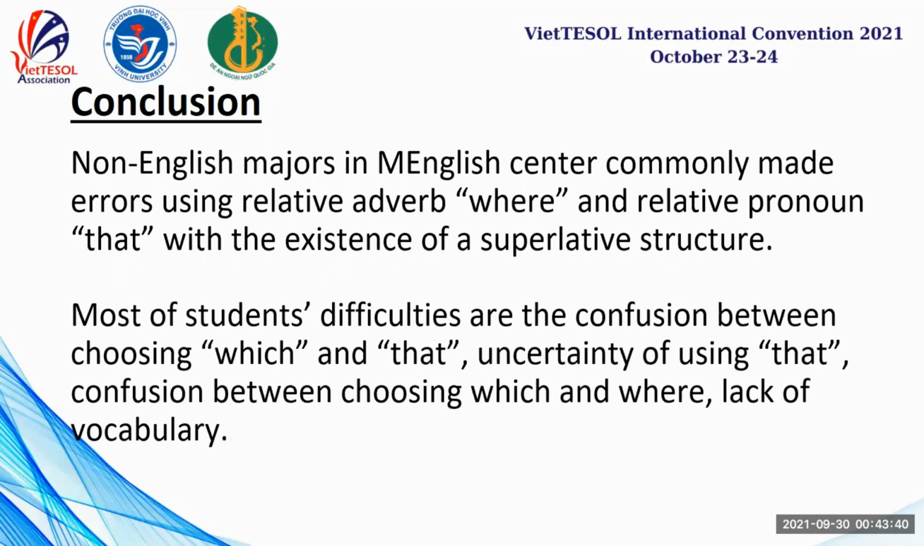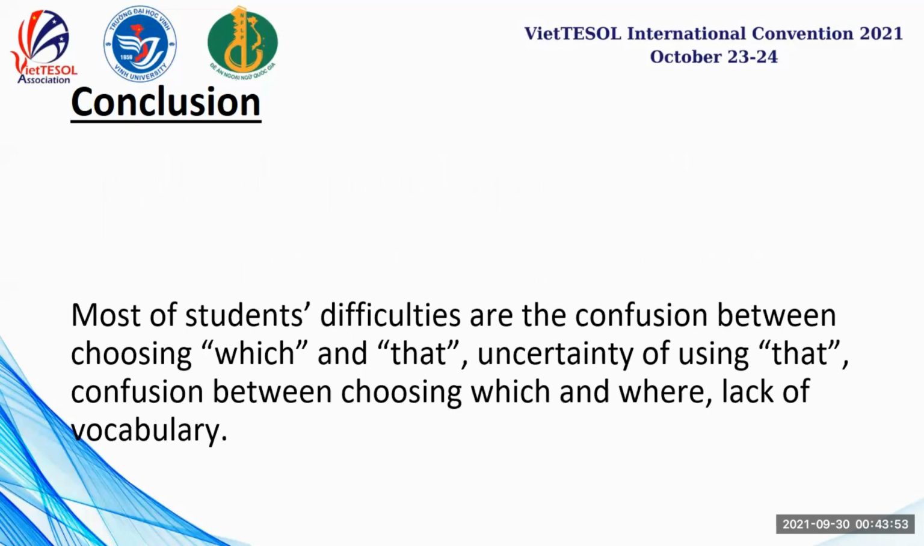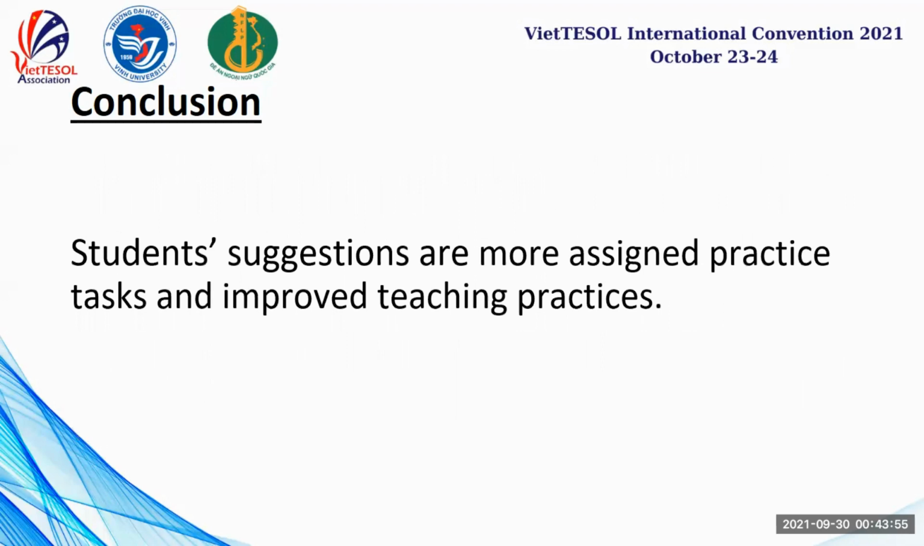Also, most of students' difficulties are the confusion between choosing which and that, their uncertainty of using that, the confusion between choosing which and where, and the lack of vocabulary. For their suggestions, they suggest that there should be more assigned practice tasks. Also, there needs to be an improvement in teaching practices.